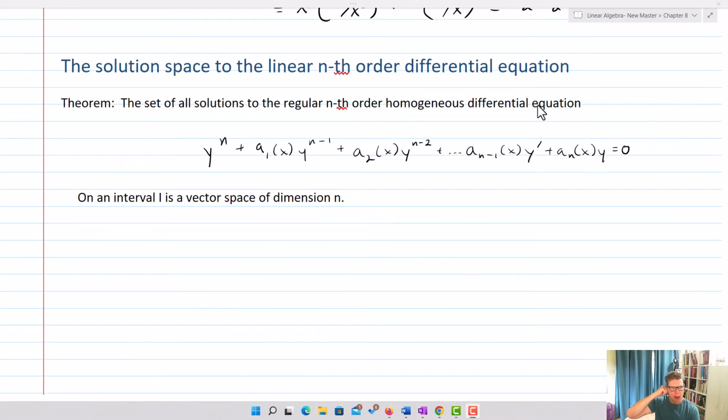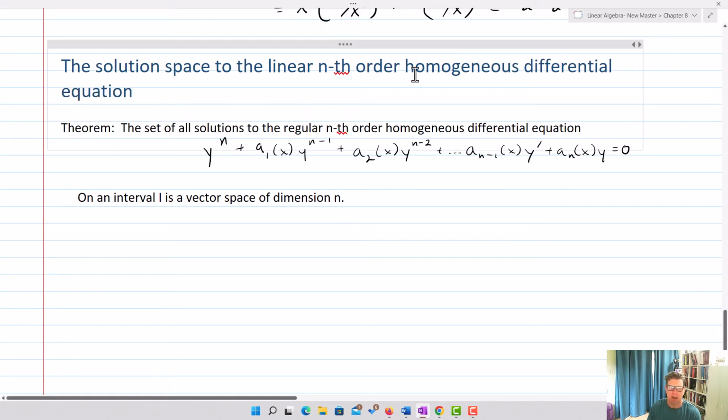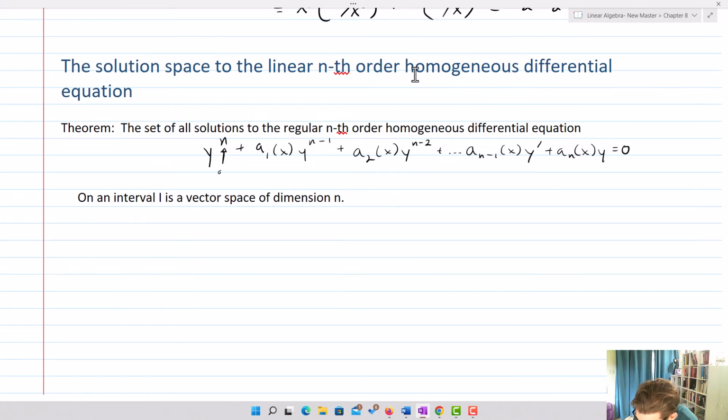So now we want to talk a little bit about the solution space of the nth order linear homogeneous differential equation. So we're going to be looking only at homogeneous ones at the moment. We'll look at other ones in more depth in just a little bit. So the set of all the solutions to the regular nth order homogeneous differential equation, and this is the differential equation, okay? Notice y to the n is the order of the derivative. So those are derivatives. It's an nth derivative, not an nth power. So just remember that that's the case.